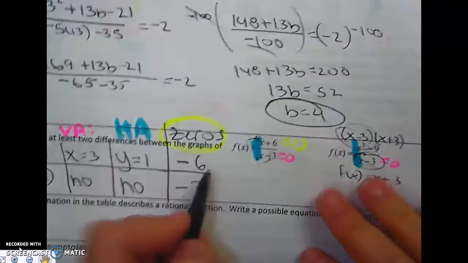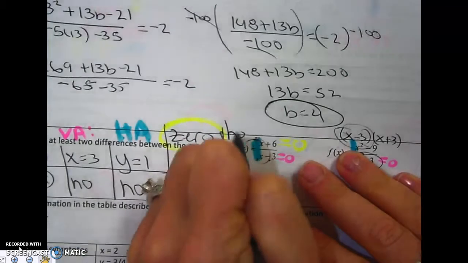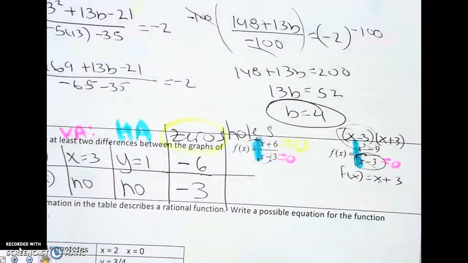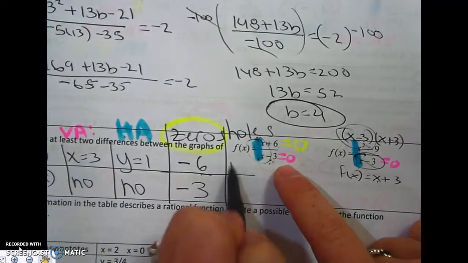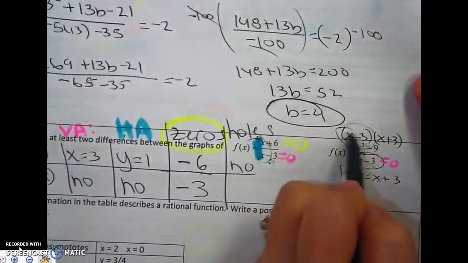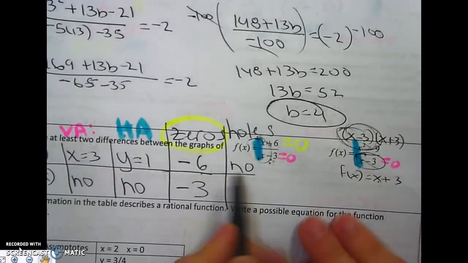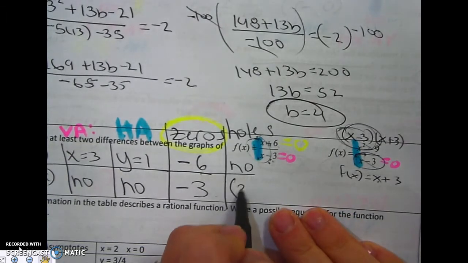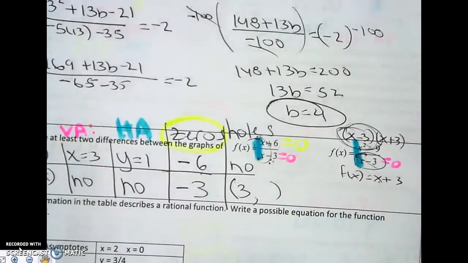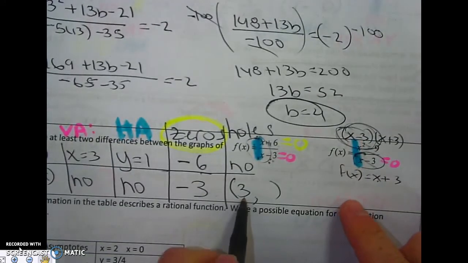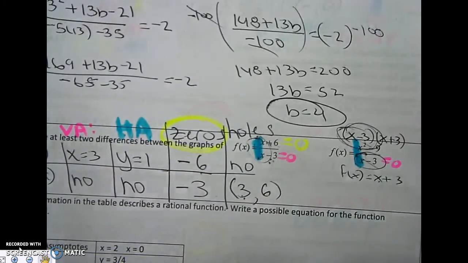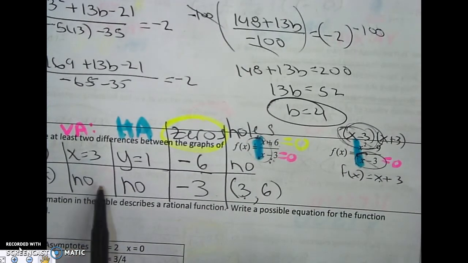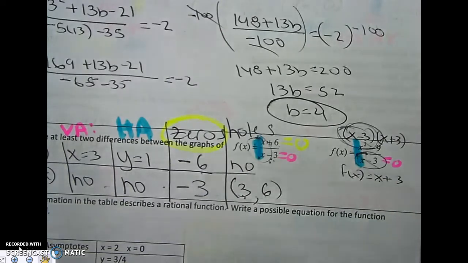I could also say the holes. There's actually a lot of differences here. I don't really see any similarities. If you look here, there is no hole because there is no match. But here, the hole is at 3 comma something. I could figure out the y value: 3 plus 3 is 6. So honestly, you only need to describe 2, but there's 1, 2, 3, 4 differences.